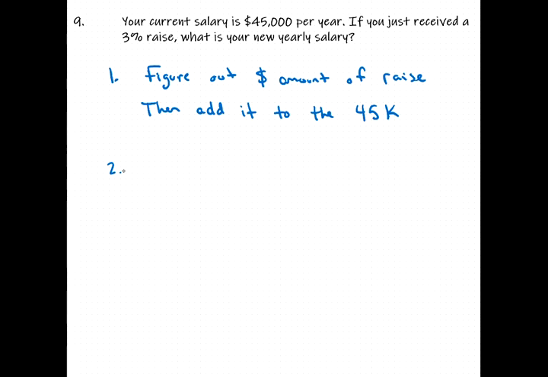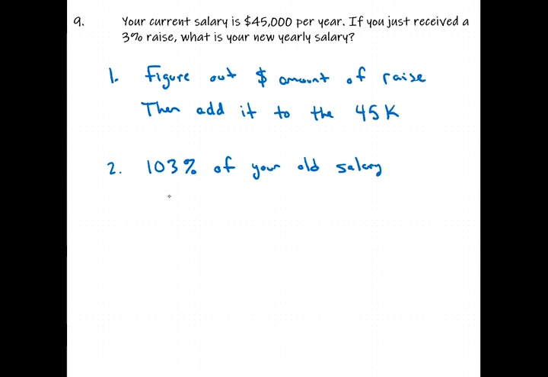let's think about this. How much are you earning next year? Well, you're earning the full 100% of the 45,000 and another 3% on top of that. So you're earning 103% of your old salary. So instead of doing the 3% separately and then adding it to the salary, we could just say next year you're going to be making 103% of what you made this year.